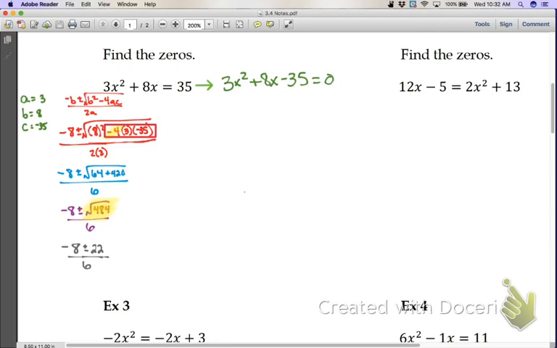Now, what I would suggest, since you have two different values, I would go ahead and separate it, at least for now, and have negative 8 plus 22 and divide by 6, and then have negative 8 minus 22 and divide by 6. So then you can not forget anything.